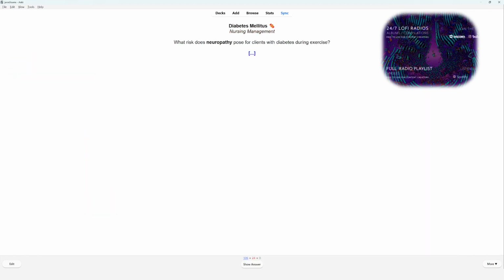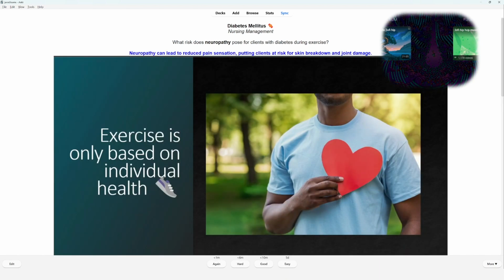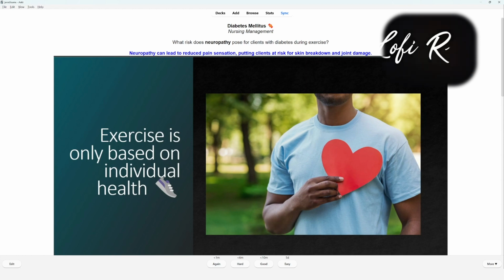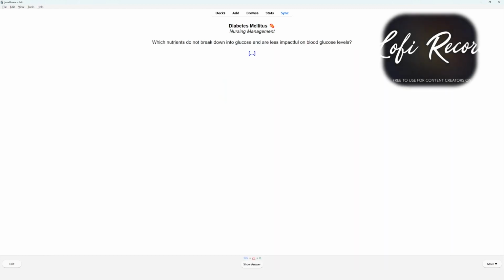What risk does neuropathy pose for clients with diabetes during exercise? They're just going to be more at risk for injury because they're not going to be able to feel their feet, may fall, cut, skin breakdown. Neuropathy can lead to reduced pain sensation, putting client at risk for skin breakdown, joint damage. Yep. Which nutrients do not break down those proteins and lipids?